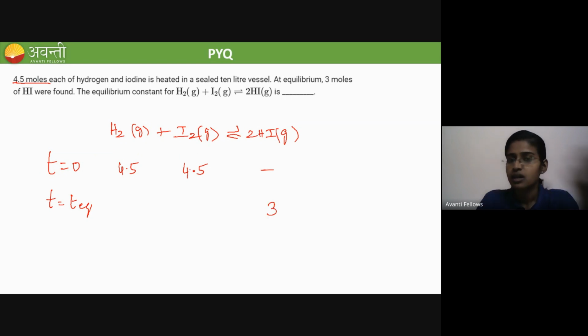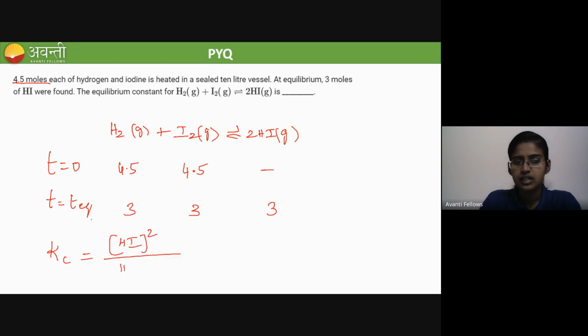Equilibrium means reactant and product both are in the same value, right? If the number of moles of HI is 3, then obviously H2 and I2 will also be 3. This is the equilibrium thing. Now, if I have to write the Kc for this reaction, how do I write it? Product concentration raised to the stoichiometric coefficient divided by reactant concentration raised to the stoichiometric coefficient, which is 1. So just put 1. Okay.